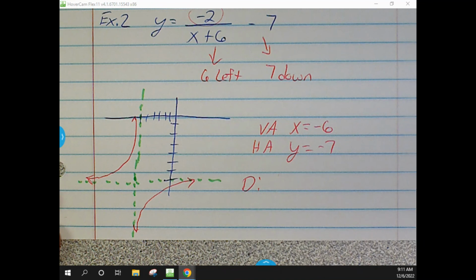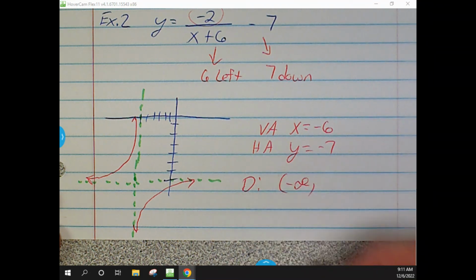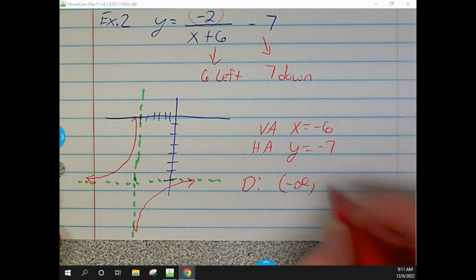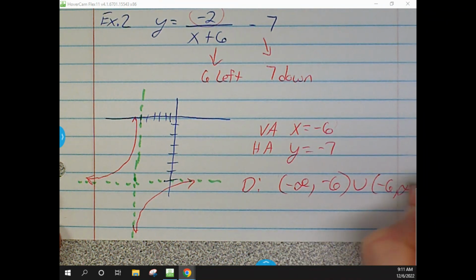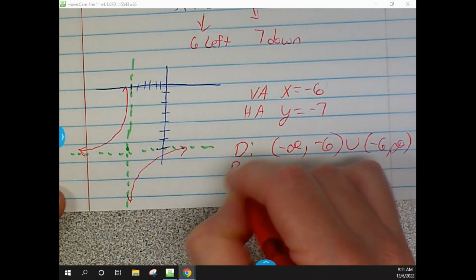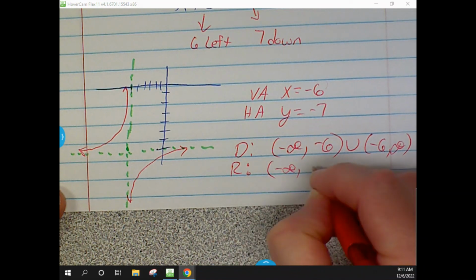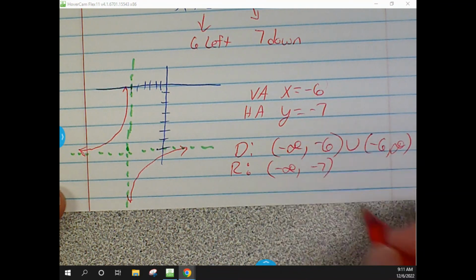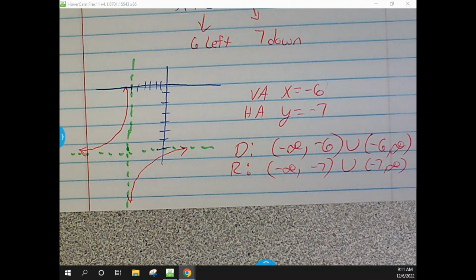All right, domain and range. Domain, we're going from -infinity, and we're going to skip over our vertical asymptote. So we're going from -infinity to -6. Skip around that and go from -6 to infinity. And then horizontal asymptote, exact same thing, but we're going to use the y value to then get a range.